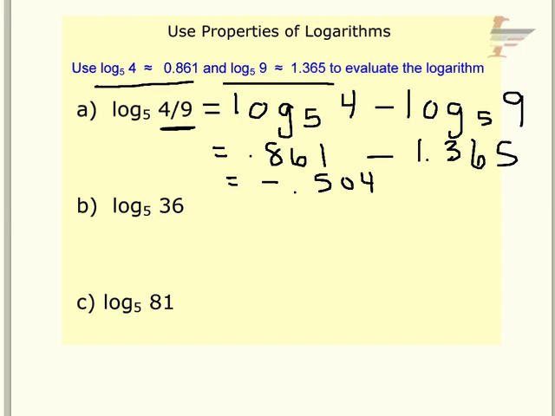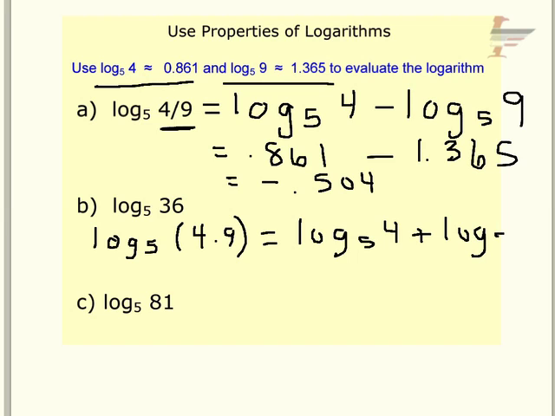Along the same lines, part B says log base 5 of 36, so you can think of, well, 36 is 4 times 9, so I could really treat that as log base 5 of 4 times 9, which can be separated by addition, log base 5 of 4 plus log base 5 of 9. And then again, I know log base 5 of 4 is 0.861. I know log base 5 of 9 is 1.365. So instead of subtracting them, I will add them, and you get 2.226.